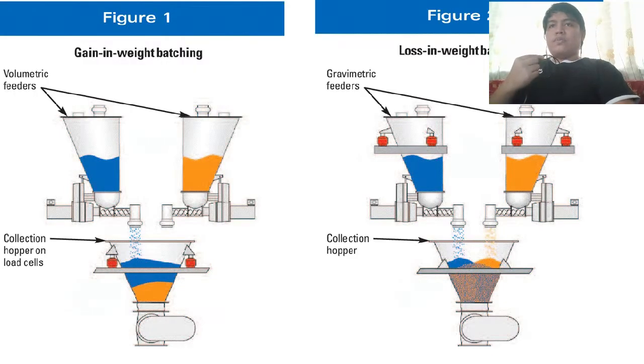So in here we can see two figures. The first figure shows how a volumetric feeder works, which uses gain in weight batching. To use a volumetric feeder, the user must know the rate at which the ingredient must be dispensed into a process and how much volume the weight represents.